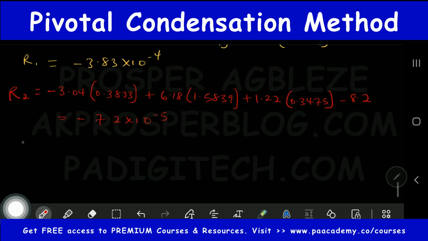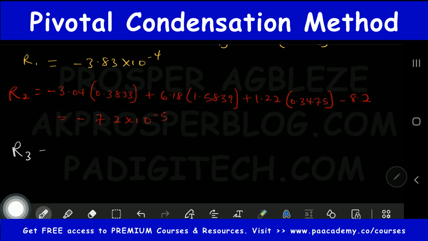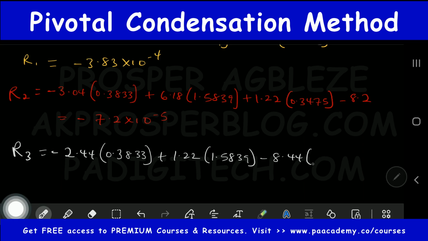Okay, so now for r3, it is going to be minus 2.44 multiplied by the value of x1, which is 0.3833, plus 1.22 multiplied by 1.5839, then minus 8.44 into bracket 0.3475, then minus 3.93. Okay, so if you also do this correctly, you are going to be getting your answer to be 3.9305, which is our R3.